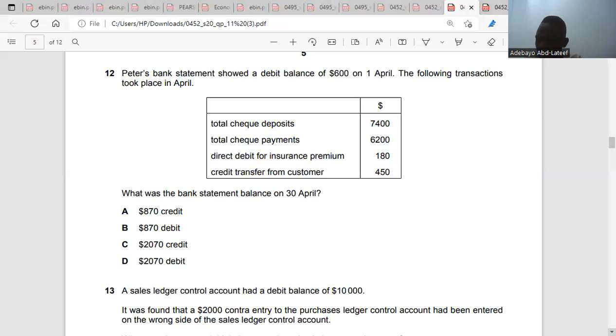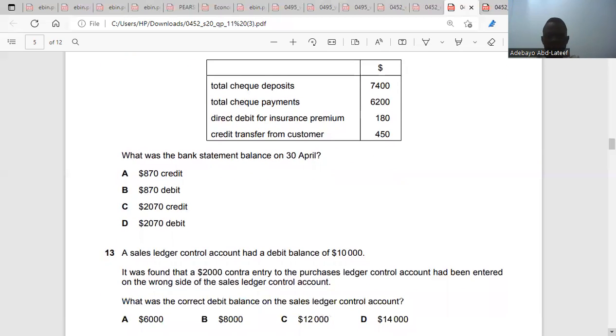So 870. No, sorry, it's going to be 870 credit. So for question 12, the answer is A. Then we go to question 13.